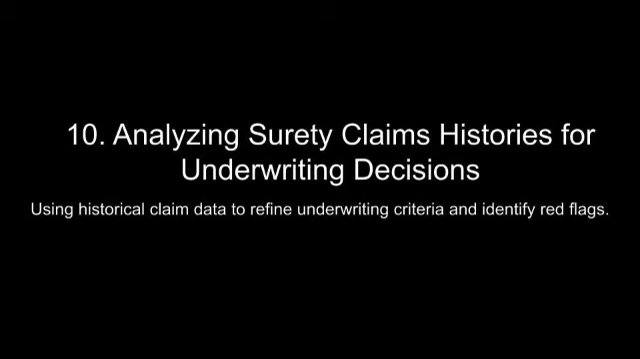Practically, integrating historical claims insights into underwriting guidelines involves several steps. Data acquisition is the first critical phase, requiring the collection of accurate and comprehensive claims data. Data must be cleaned and pre-processed to address issues such as missing values, outliers, and inconsistencies. Advanced analytics techniques are then applied, including predictive modeling, segmentation analysis, and multivariate regression.